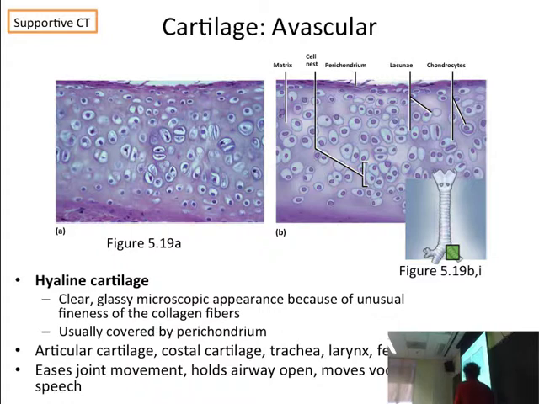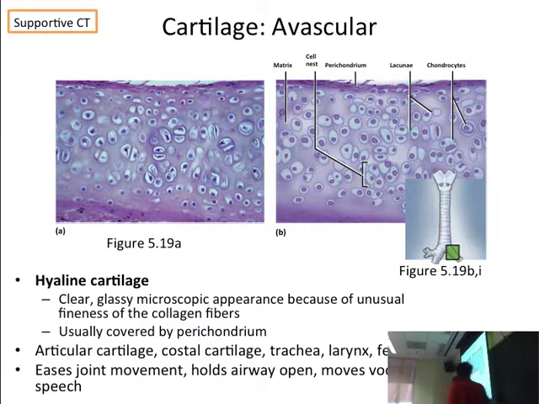This is the most common type of cartilage, hyaline cartilage. It's clear, and you can't see the collagen fibers because they're extremely fine. You'll learn to recognize a hyaline cartilage by the way the chondrocytes look and the lacuna. The lacuna are stacked up a little bit, but they're not like the elastic cartilage where you have tons of stacks of them where it looks really packed in.